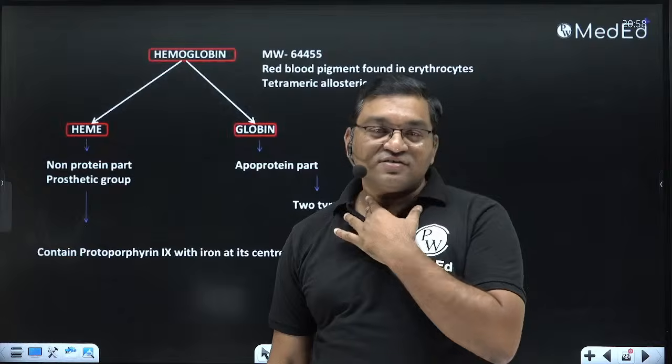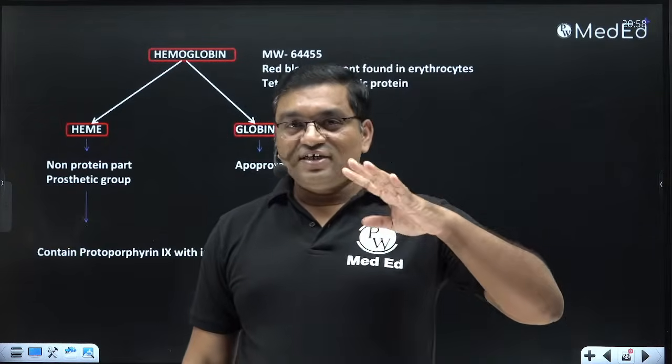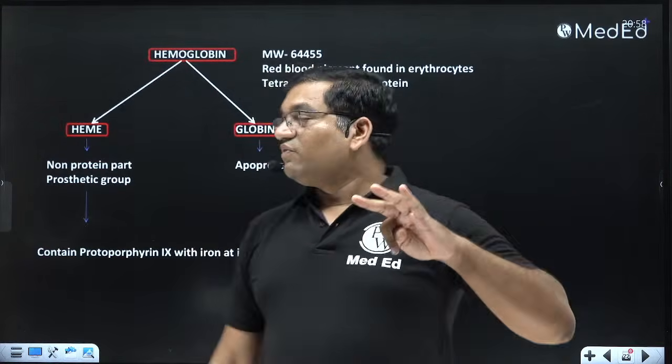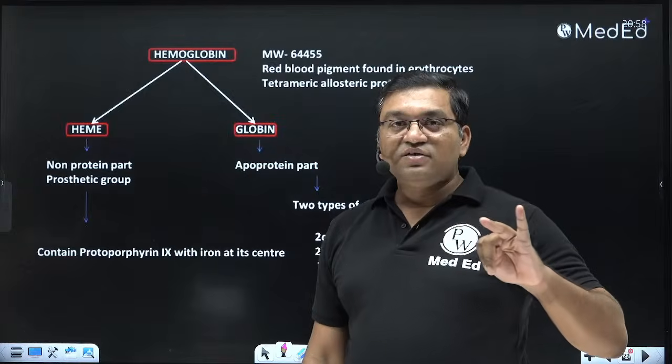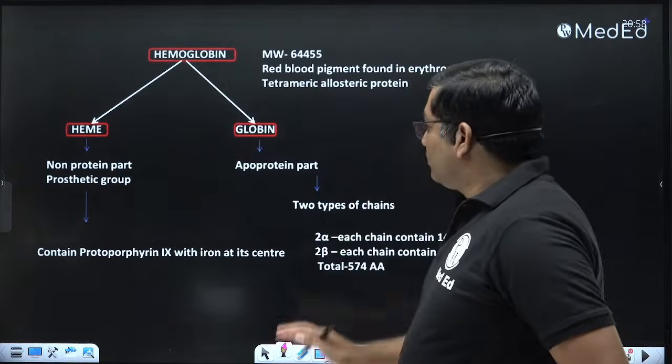Now we'll discuss the important topics, that is sickle cell anemia and thalassemia. We'll discuss different types of hemoglobin. Okay, so just wait.